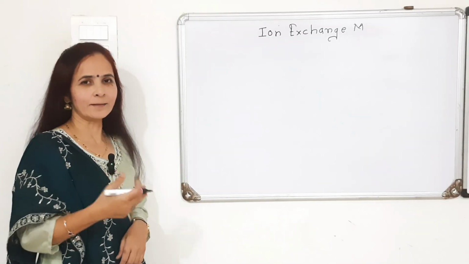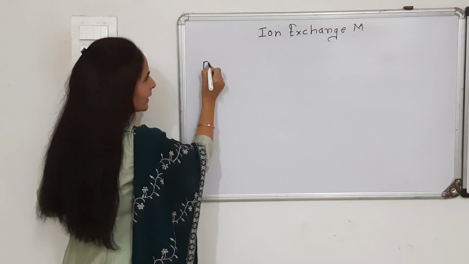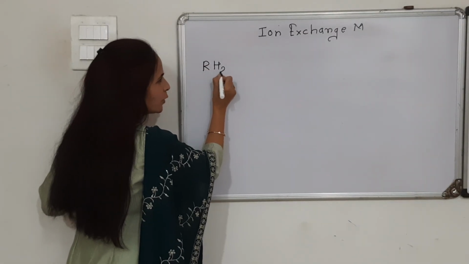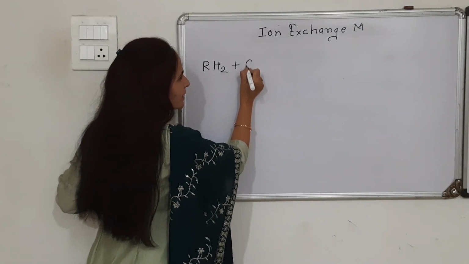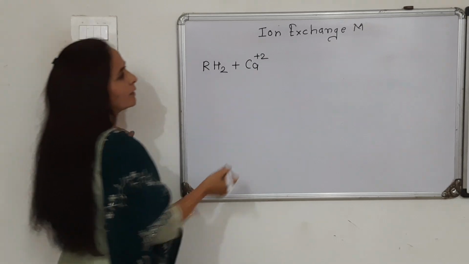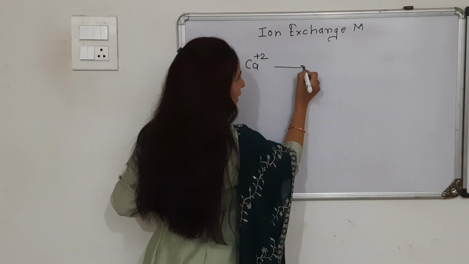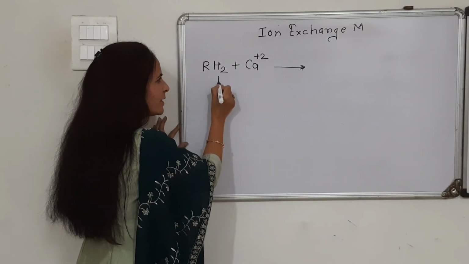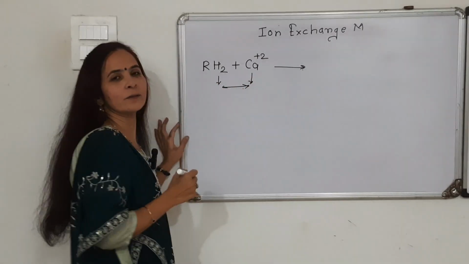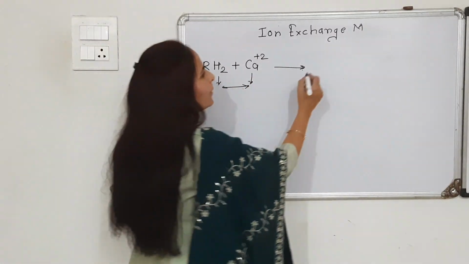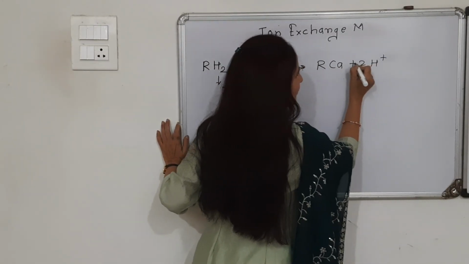Now we will see the cation exchanger resin in the form of reactions. First of all, I will take the cation exchanger resin, denoted by RH2. Whenever this resin reacts with calcium present in the hard water, I have taken the example of calcium, RH2 plus Ca2+, an exchange of ions takes place. The H+ ions from the resin exchange with the calcium present in the hard water. Now it becomes RCa plus 2H+.